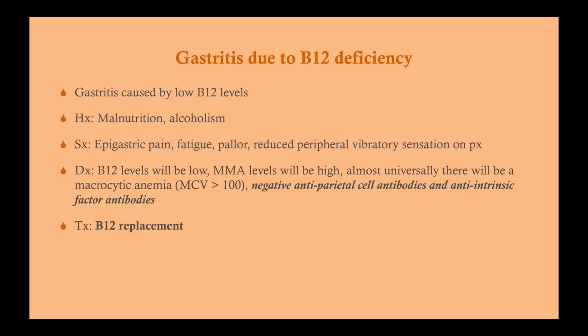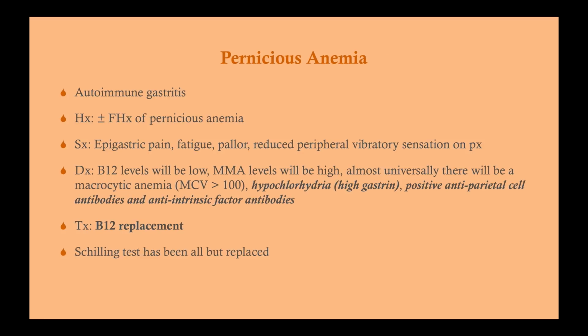Diagnosis, this is going to hinge on your labs. B12 levels will be low, MMA levels will be high. Almost universally, there'll be the macrocytic anemia. Remember, that's where your MCV is greater than 100, and then if you do a smear, you should see large red blood cells with your characteristic pattern. Negative antiparietal cell antibodies and anti-intrinsic factor antibodies, this is really differentiating this from pernicious anemia. The treatment here is going to be B12 replacement, and that can be given as a shot.